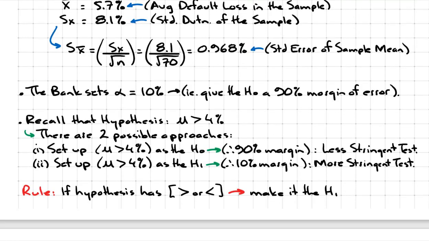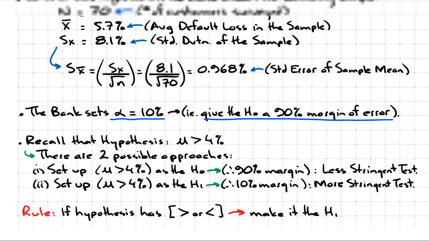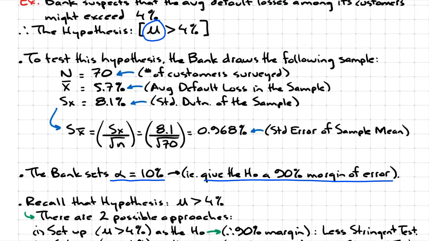Now, let's suppose that the bank sets a level of significance of 10%. In other words, what they're saying is the bank wants to give a 90% margin of error to the null statement. So let's stop right there. Where is this coming from? Well, this whole test is based on a sample, and samples have errors. So for example, let's say the bank has 100,000 customers.